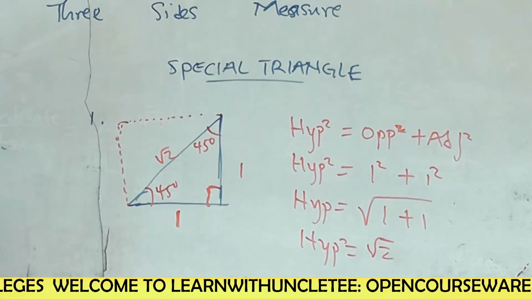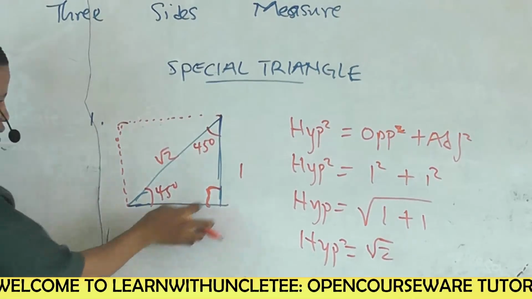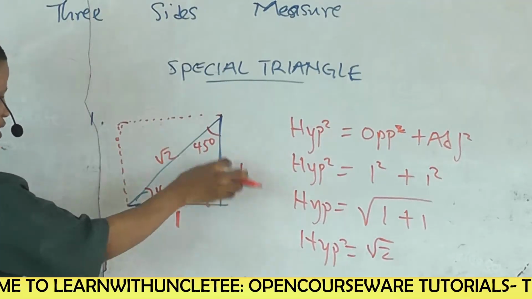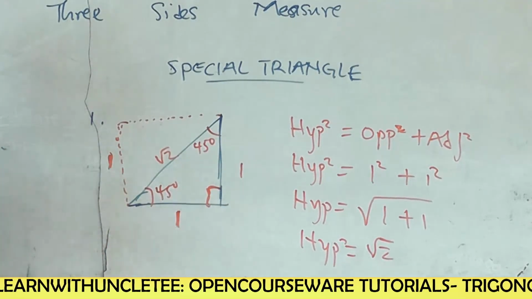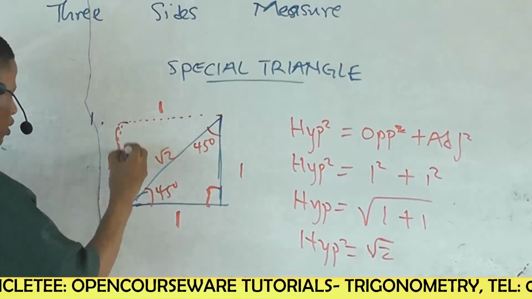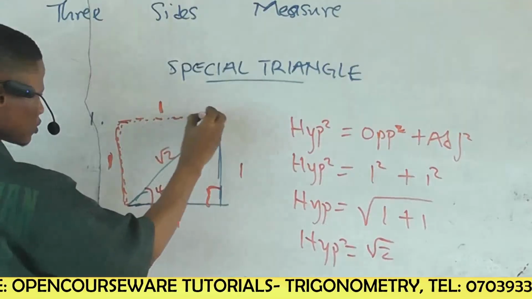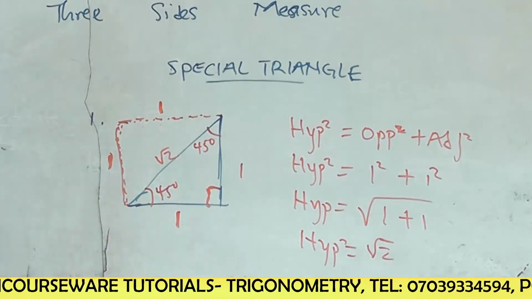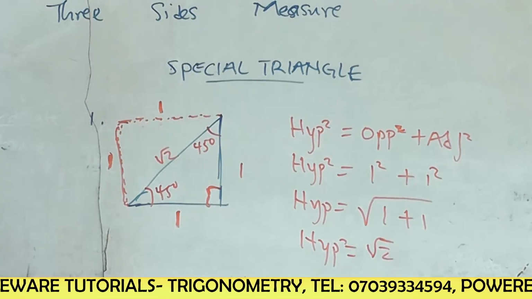But if you want to consider it in the form of a square, since this side is equal to this side, definitely this side is equal to this side. And this side is also equal to this side from line of symmetry. Hope you are getting it.